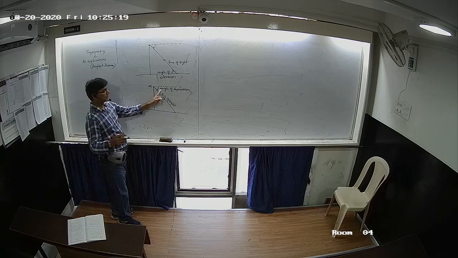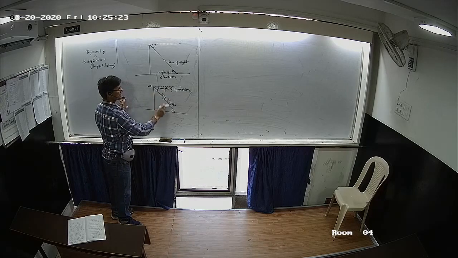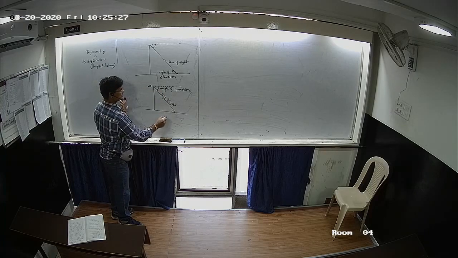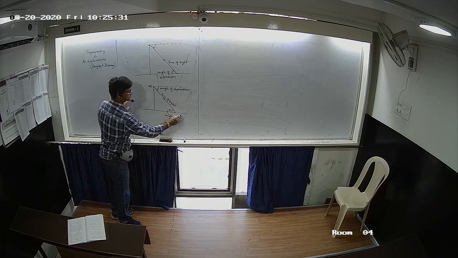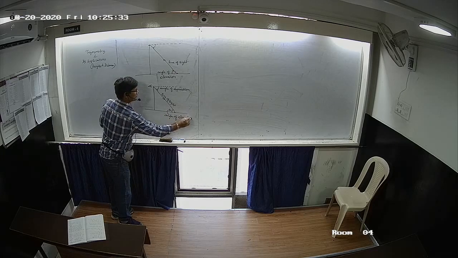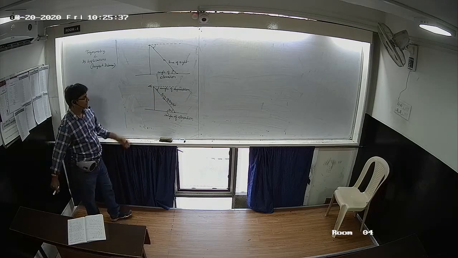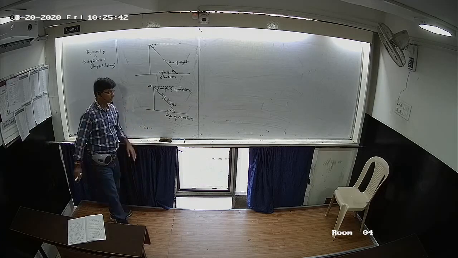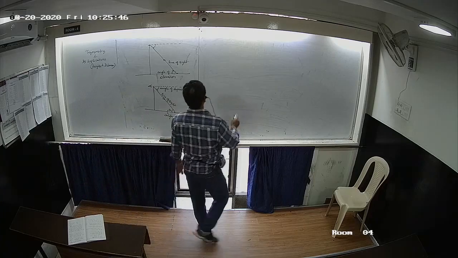Now again, the angle of depression will be equal to this angle because these two lines are parallel and this becomes the transversal. The angle of depression will be equal to the angle of elevation. Angle of depression will be equal to angle of elevation with the line of sight. Now, how to find out the height and distances?